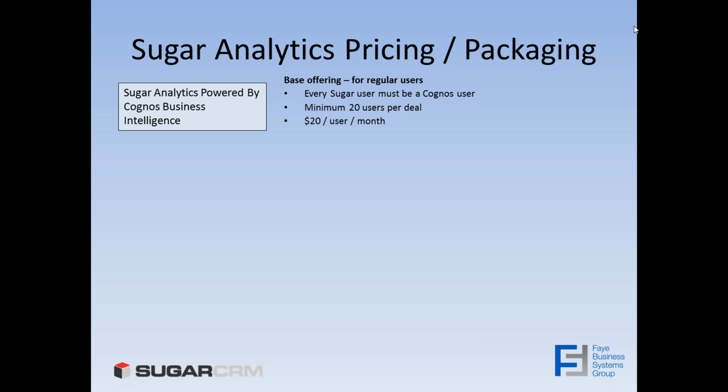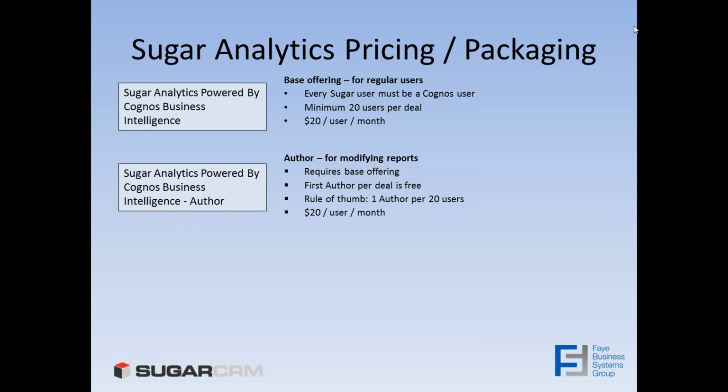So that's fairly inexpensive. Cognos itself, first thing to note, is not priced on a subscription basis. Here you have the ability to price it on a subscription basis. And in every typical scenario that we've seen, Cognos regular pricing is quite a bit more expensive. So here, we are in the great position of being able to offer that Cognos technology for a very inexpensive price, $20 a user a month at list price. And as I said, there is a minimum of 20 users per deal, and every Sugar user must be a Sugar Analytics or Cognos user.